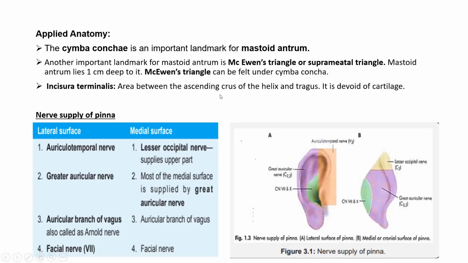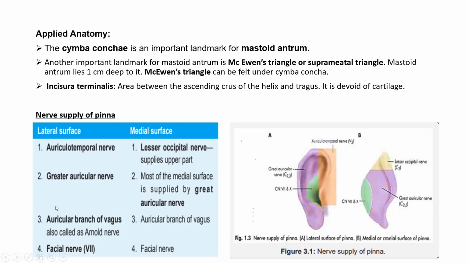Another important landmark is the incisura terminalis. This is the area between the crus of the helix and the tragus. This is devoid of cartilage. At this level, when a surgical procedure is needed for the internal parts of the ear, like the external auditory meatus or tympanic membrane, any surgical procedure that involves the external auditory meatus or tympanic membrane, the site of incision is the incisura terminalis.